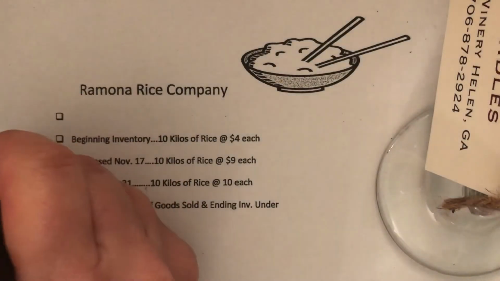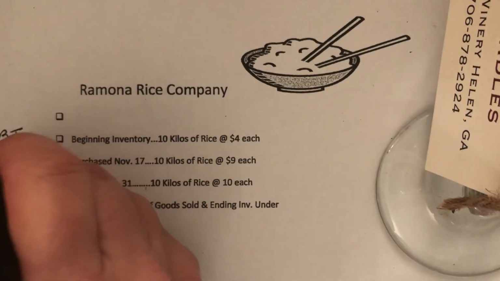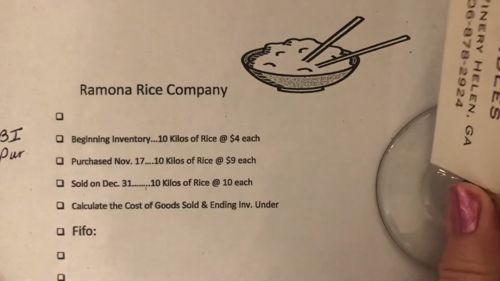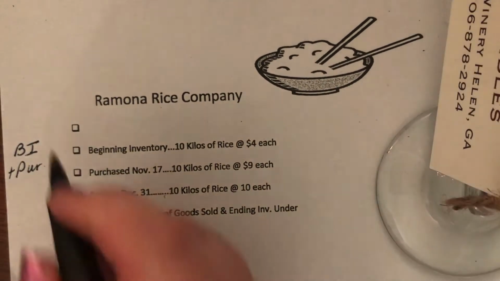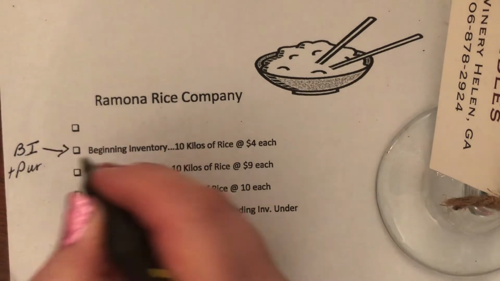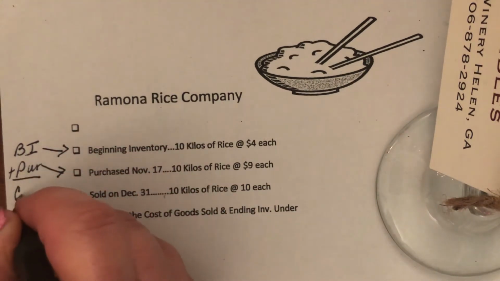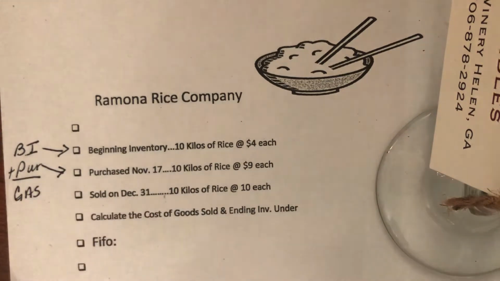Okay, now, when you do one of these problems, you need to get what we call goods available for sale. So goods available for sale consist of beginning inventory plus purchases. Okay, beginning inventory plus purchases. Now here's beginning inventory. Here are your purchases. If you add those up, that gives you all the goods that you have available for sale.